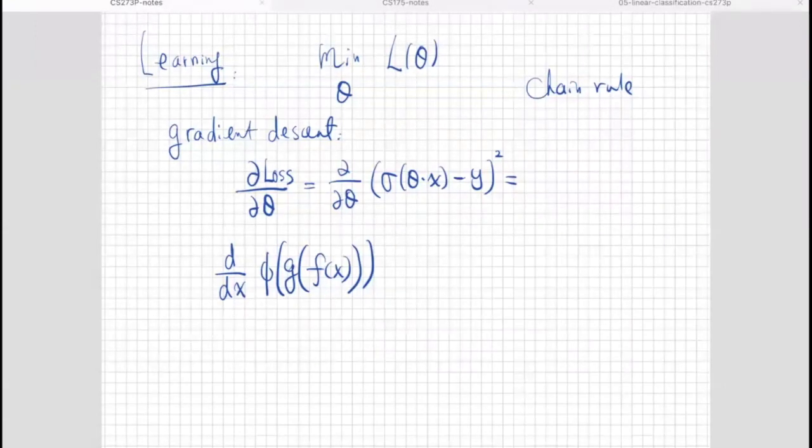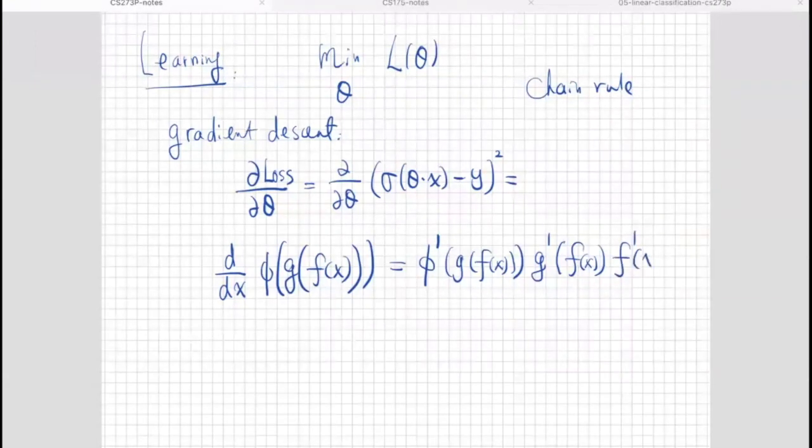Well, the chain rule says this: first calculate the derivative of the outermost function, evaluated at g of f of x. Next, I calculate the derivative of the g function, evaluated at f of x. And next, I calculate the derivative of the f function, evaluated at x. So you can apply this repeatedly, and essentially that's what you learn from your calculus. Once you're familiar with the chain rule, you can apply it to this formula.